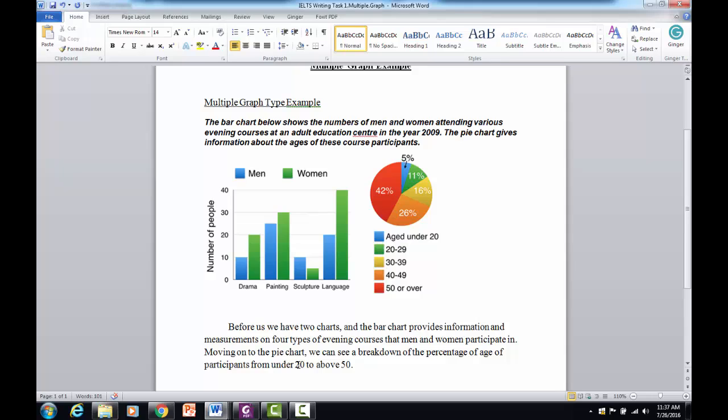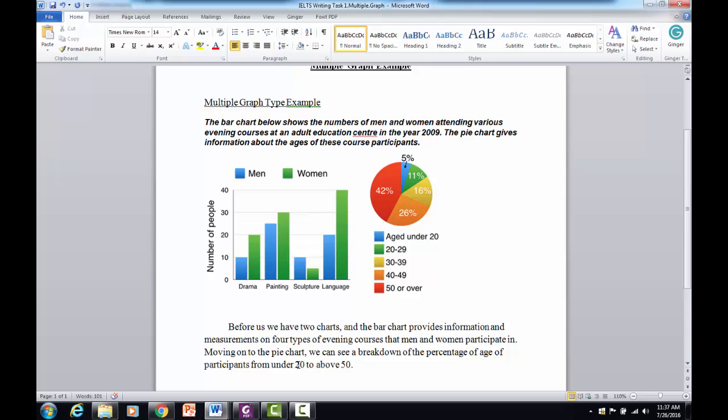All right, so that's our introduction. Here we have an introduction that is made up of a bar chart and a pie chart, and we have two sentences.